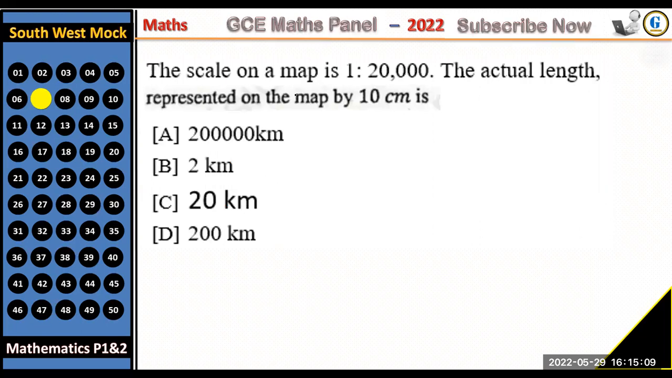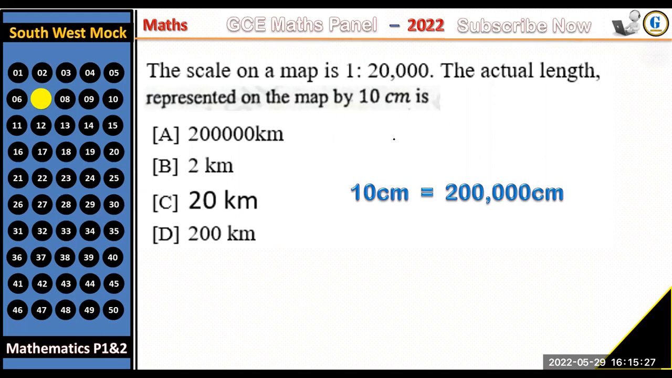So the actual length represented on the map by 10 centimeters is, so 1 centimeter on map is 20,000 centimeters on land. Therefore, 10 centimeters on map will be equal to, we just multiply this 20,000 by 10, and that's going to give us 200,000. Now we know that 100,000 centimeters is 1 kilometer. Therefore, 200,000 centimeters will be equal to 2 kilometers. So this 10 centimeters represents 2 kilometers. That's 2 kilometers.